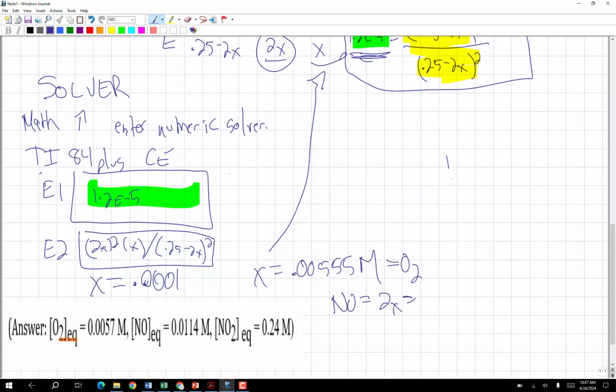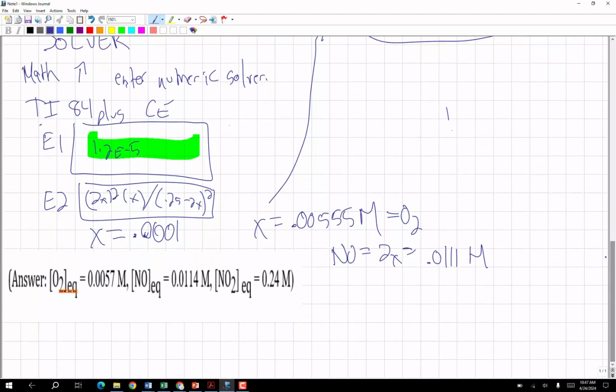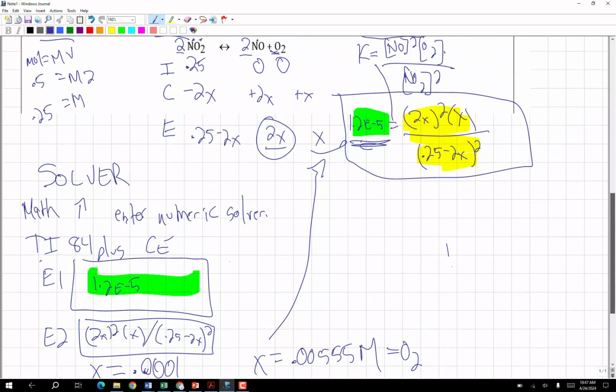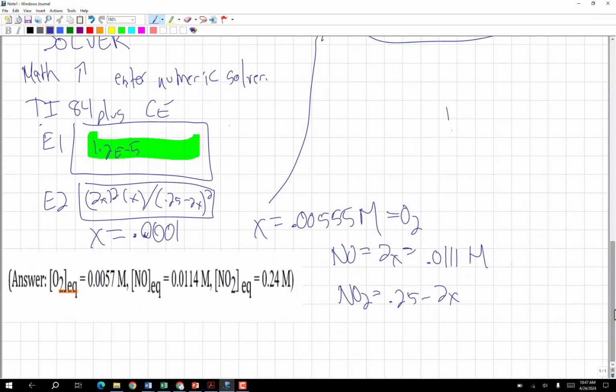So second quit. Then I do 2 times x, and I get 0.0111 molar. And then the first one was NO2. NO2 equals 0.25 minus 2x. Remember how that's my equilibrium line? Not squared, just 0.25 minus 2x. So I do 0.25 minus 2x, enter, and I get 0.23 molar. And there's my answer.